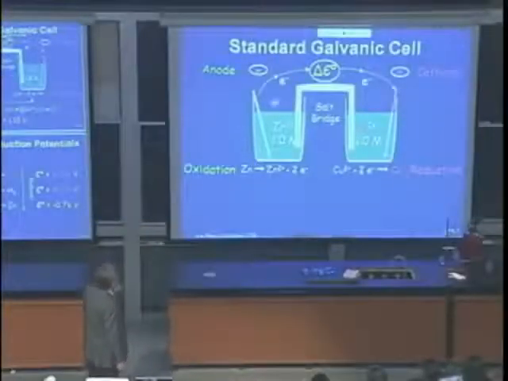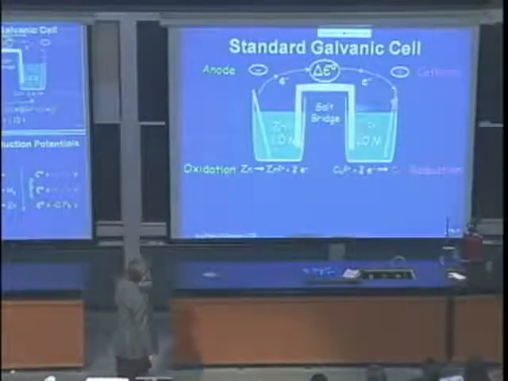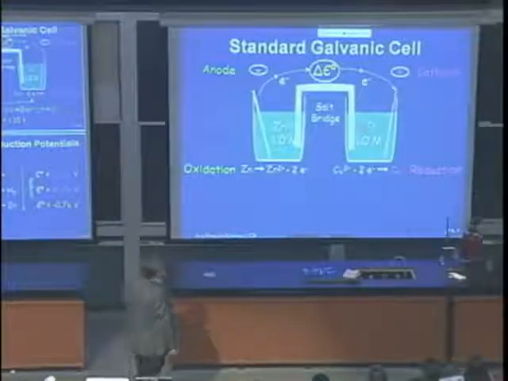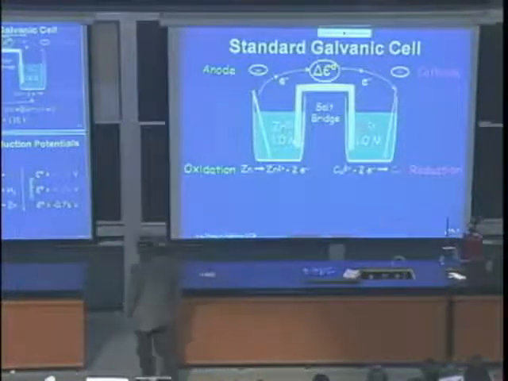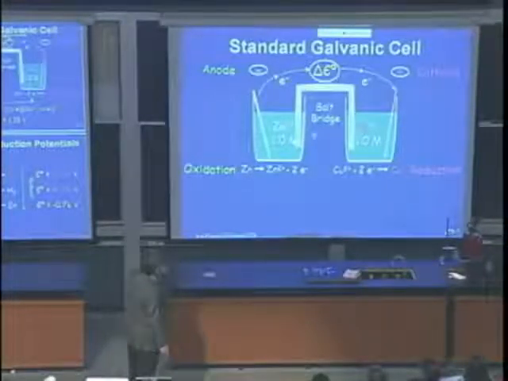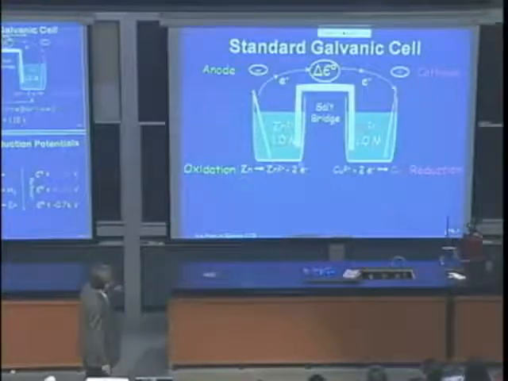So that's what we do here. We have zinc metal in a 1 molar zinc sulfate solution. That's the zinc metal here. And we have copper metal, that's the copper metal, in a 1 molar copper sulfate solution. So now I know that the zinc wants to go in solution. It wants to be oxidized. It's much happier oxidized than in the reduced form.